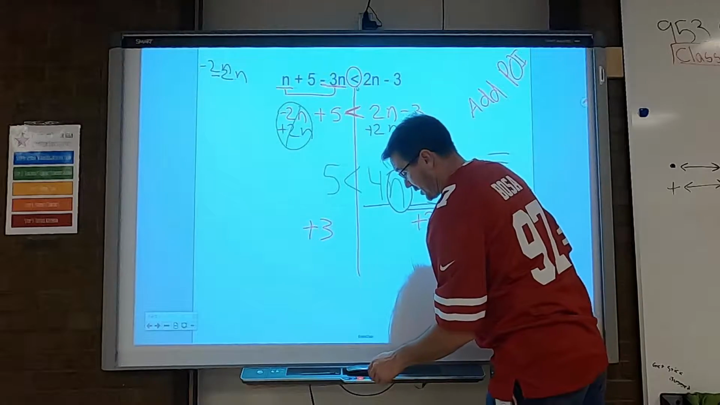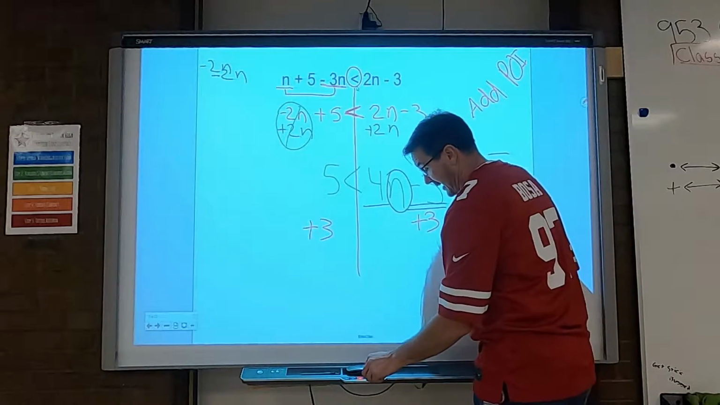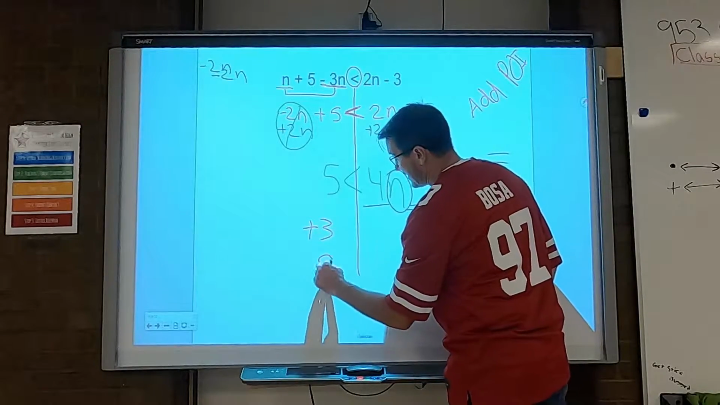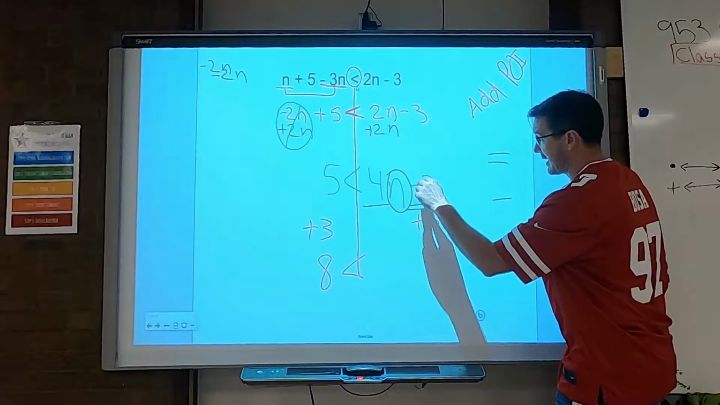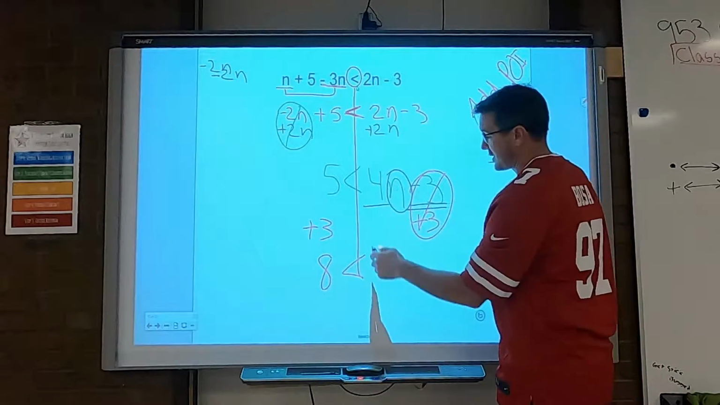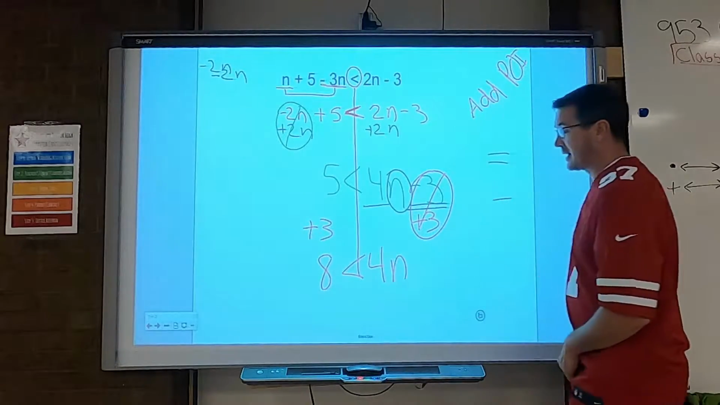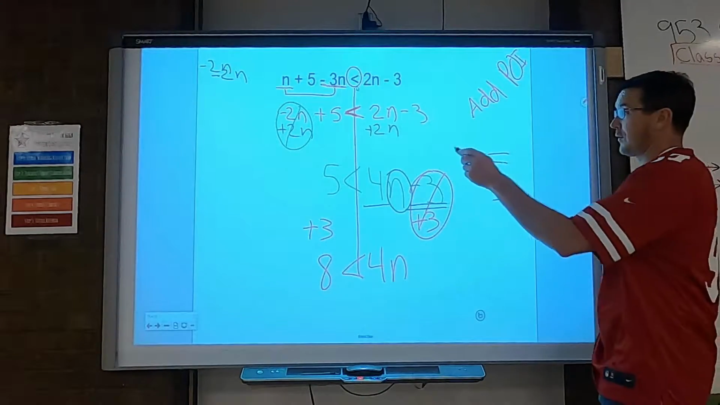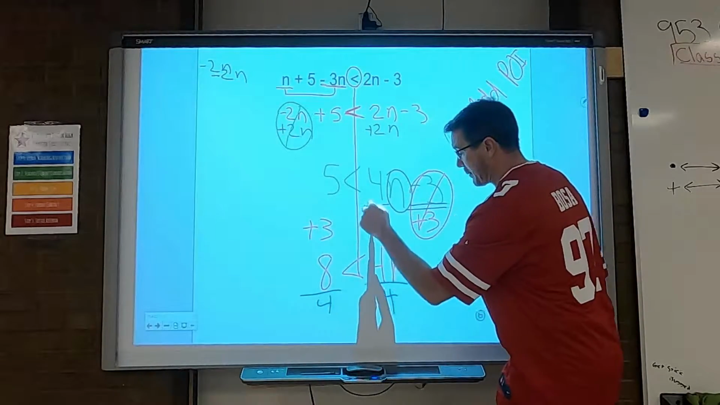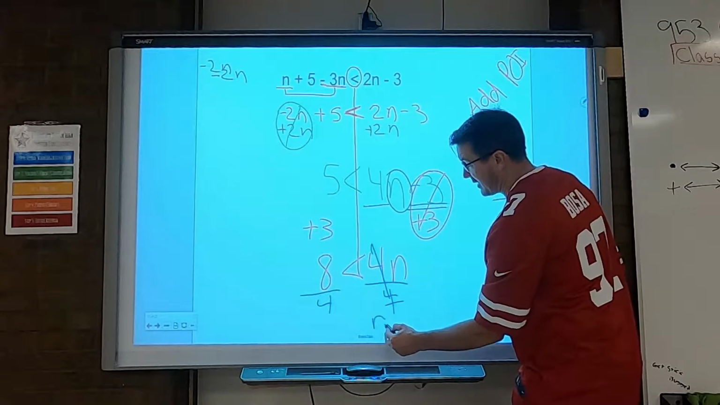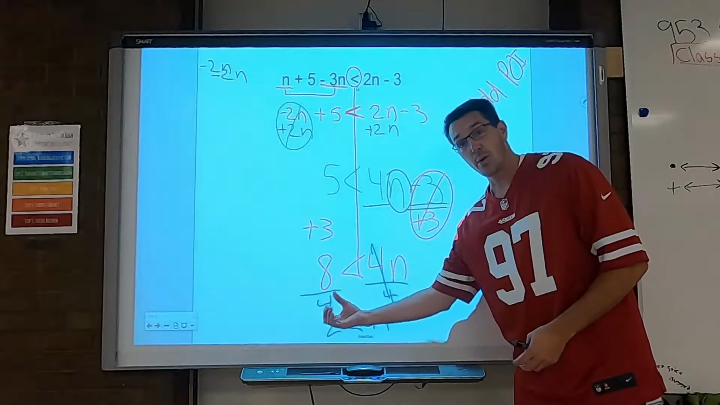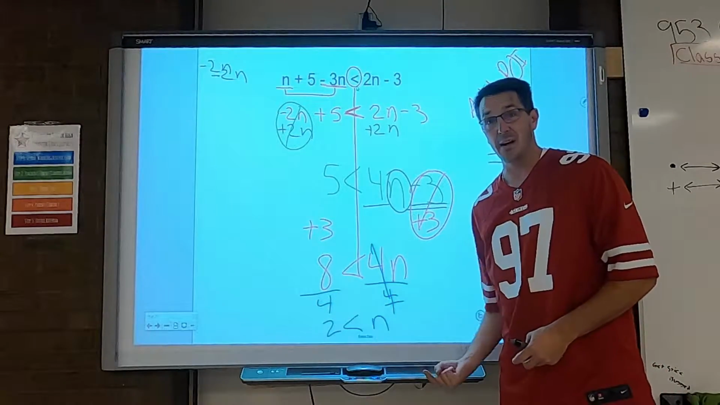So the addition property of inequalities says I can add to both sides, and I get 3 plus 5 is 8, and negative 3 plus 3 is 0, but I don't need to write that 0 because I still have this 4n. And then finally, I have to get rid of that coefficient. The coefficient was the 4, so I'm going to divide by 4 and divide by 4. 4 divided by 4 is 1, that just leaves n, and 8 divided by 4 is 2. And do I need to flip a sign? The answer is no, because I didn't divide by a negative number, so I'm done.